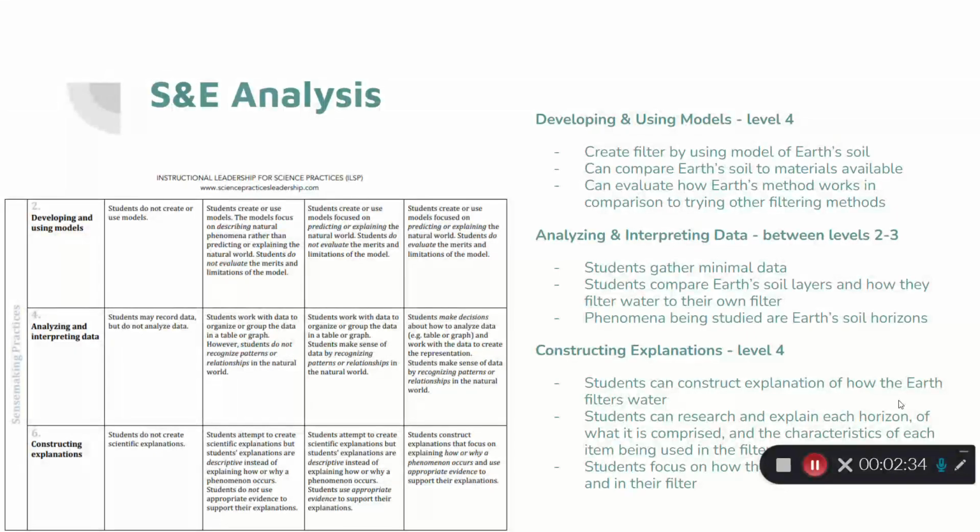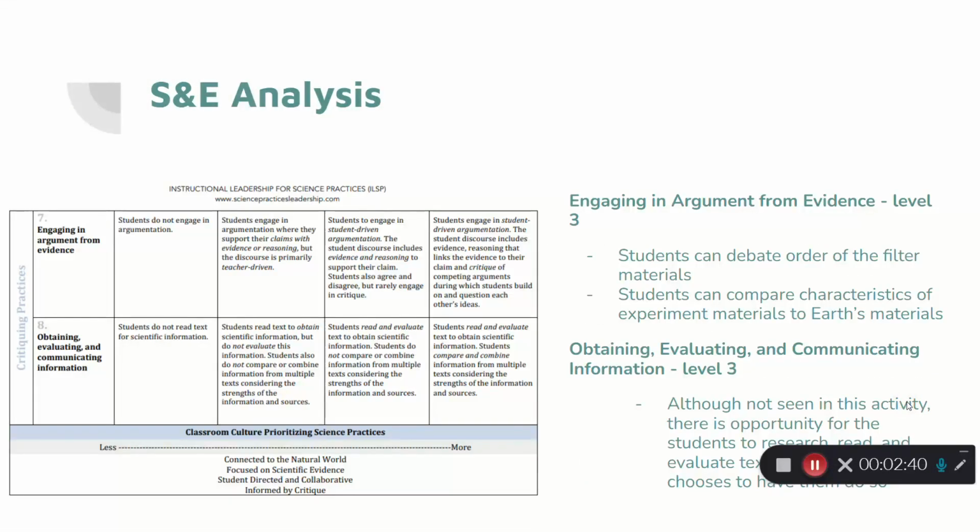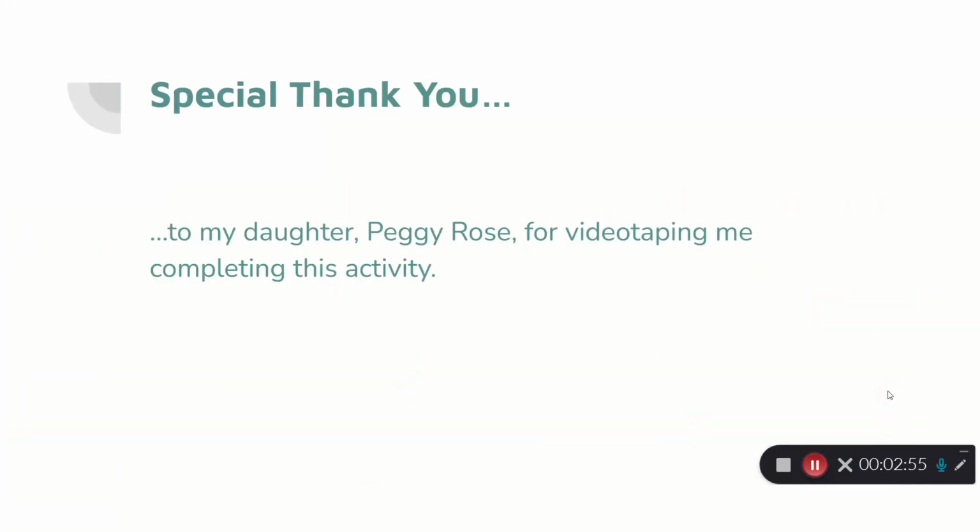Constructing explanations was a level 4 because the students are comparing to the Earth and they were able to research this information. For engaging in argument, I gave it a level 3 because I could debate the order of the filter and the materials. Obtaining, evaluating, and communicating information was level 3 because there is room for the kids to research, even though we didn't see it so much in the videos.